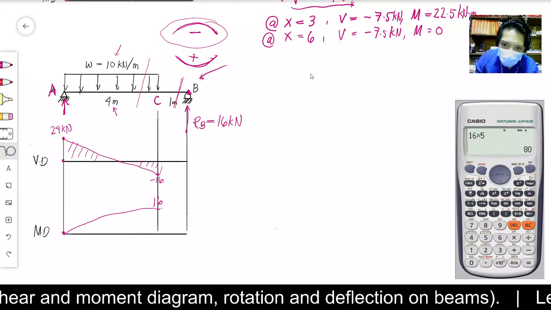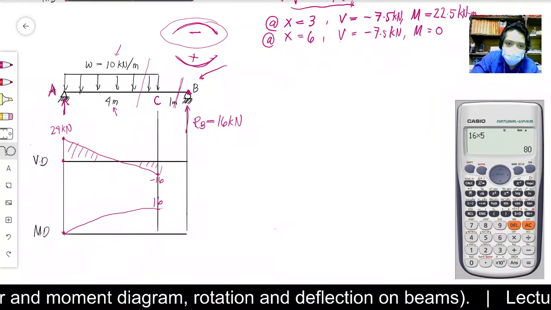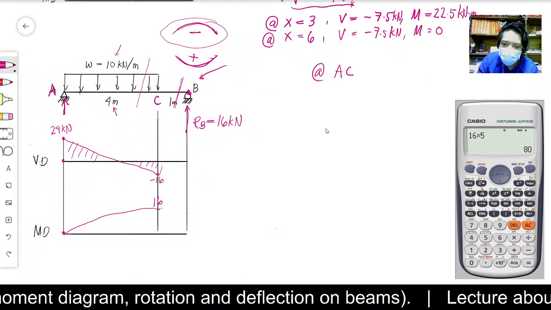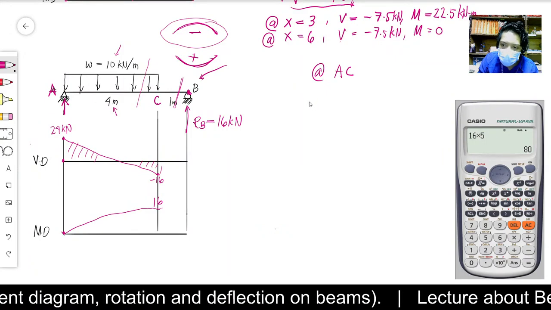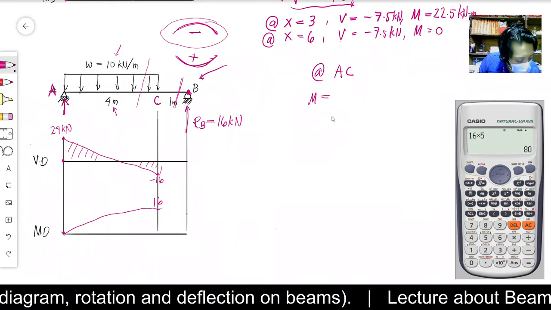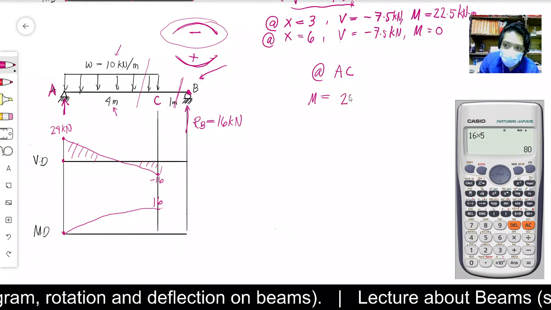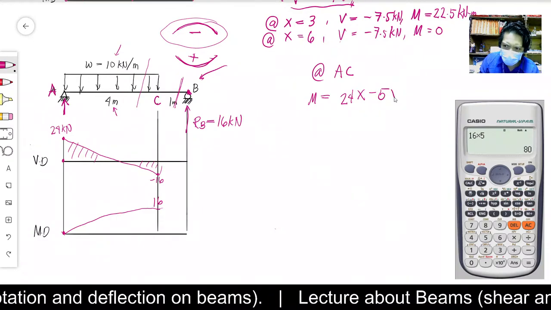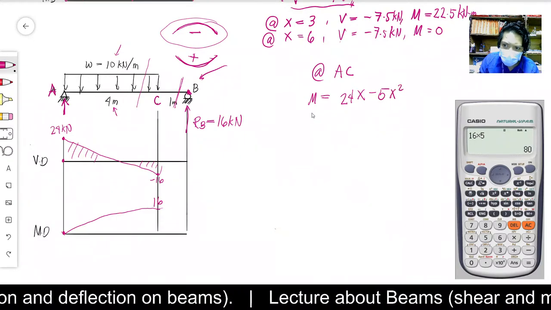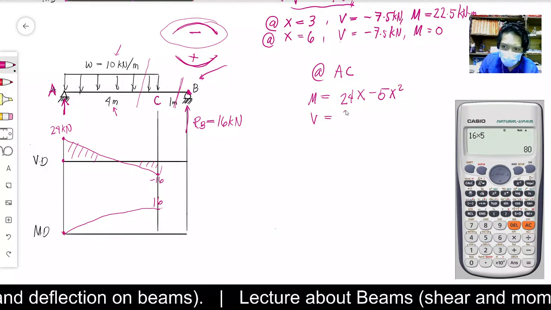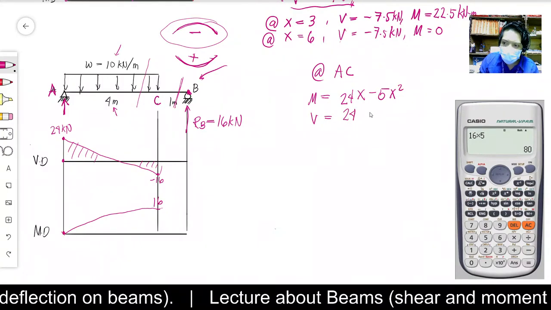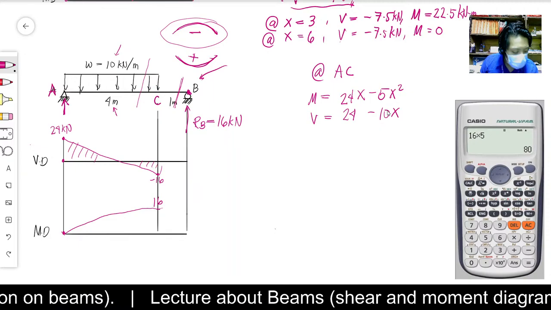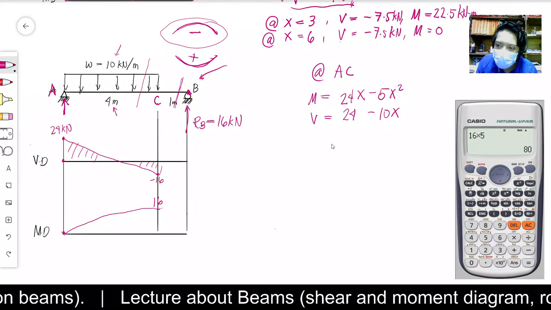So, the moment equation, let's go back to segment AC. At segment AC, the moment equation, let me rewrite it again, is 24x minus 5x squared. Shear is equal to 24 minus 10x. Is that right? Yes, minus 10x.